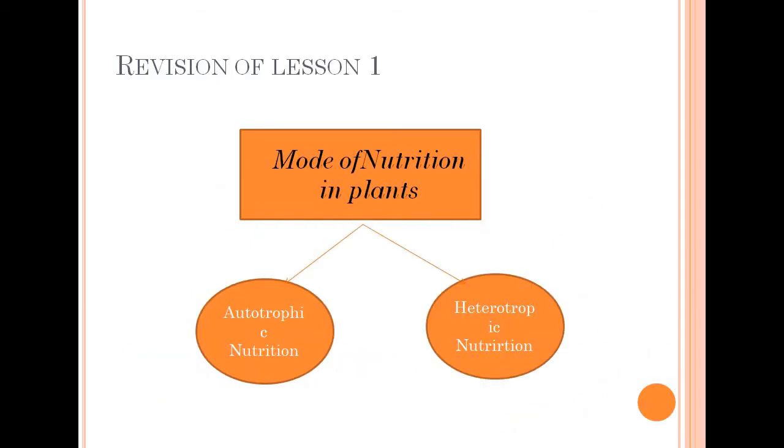In our lesson 1, we studied 2 modes of nutrition in plants. Those were autotrophic and heterotrophic. In autotrophic, this is the mode of nutrition in which plants prepare their own food through the process called photosynthesis, while in heterotrophic nutrition, the organisms are not able to prepare their own food. Even some green plants are not able to produce their own food because they are lacking in some of the conditions necessary to perform photosynthesis.